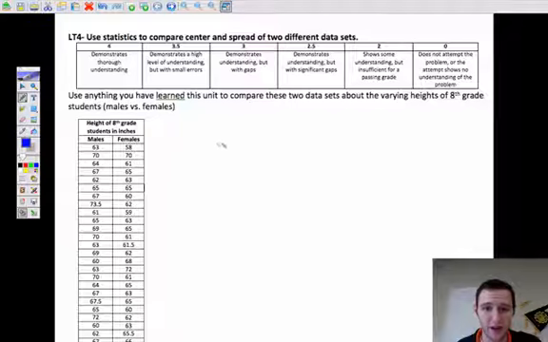Probably the most common error on this was that people would put really, really nice looking work, but that work didn't really compare the two data sets. I saw a lot of really nice 5-number summaries or box and whisker plots or histograms, stuff like that. But those things didn't really compare the two data sets.